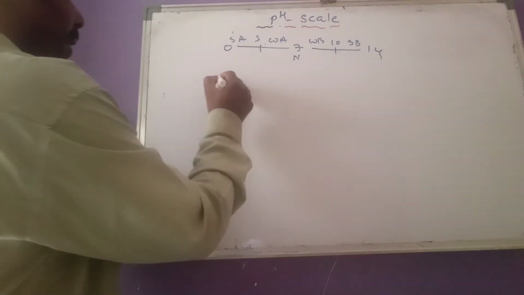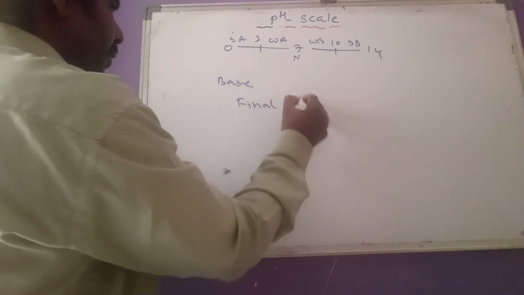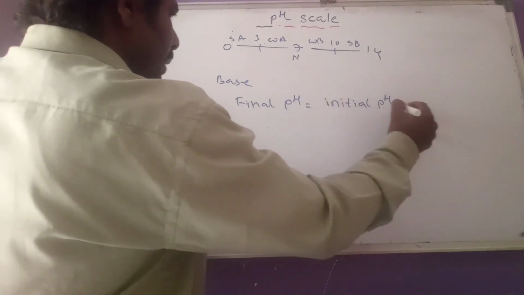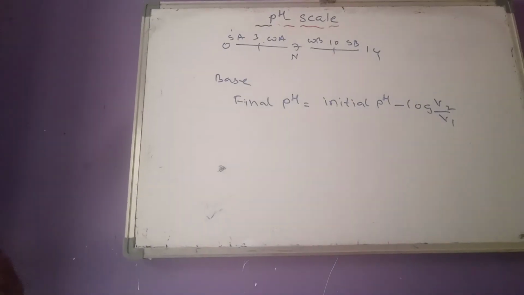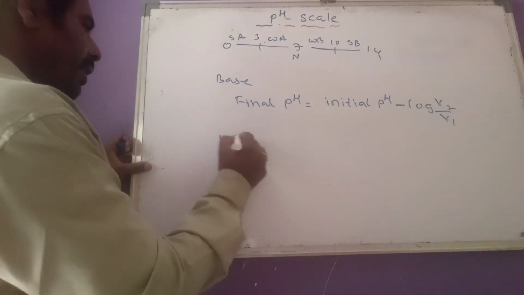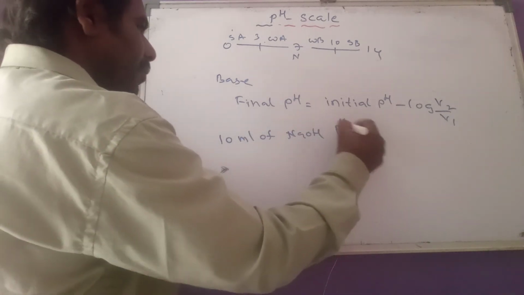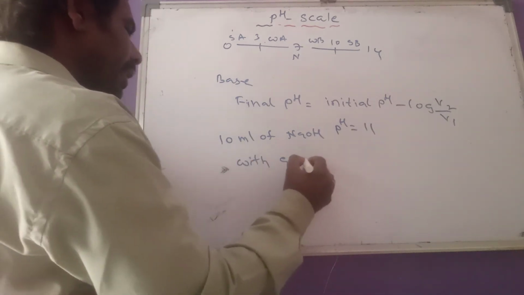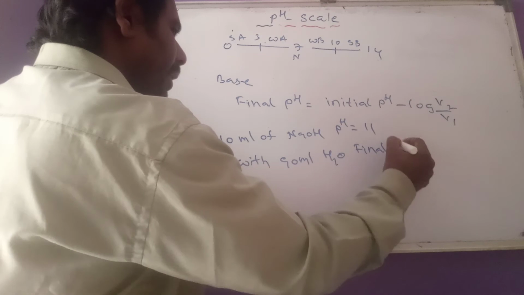So for a base, final pH equals initial pH minus log V2 by V1. Here V2 is final volume, V1 is initial volume. Let us go for one question here. 10 ml of NaOH has the pH value 11. It is diluted with 90 ml water. What is its final pH?